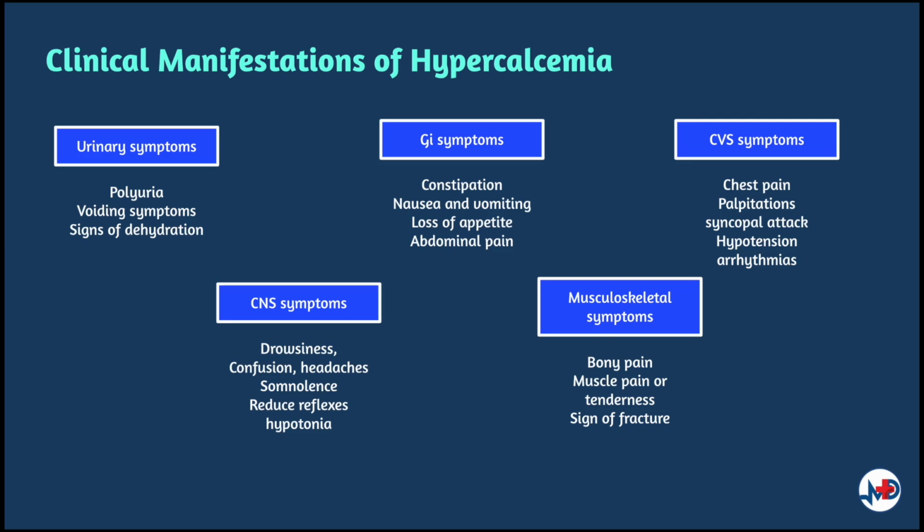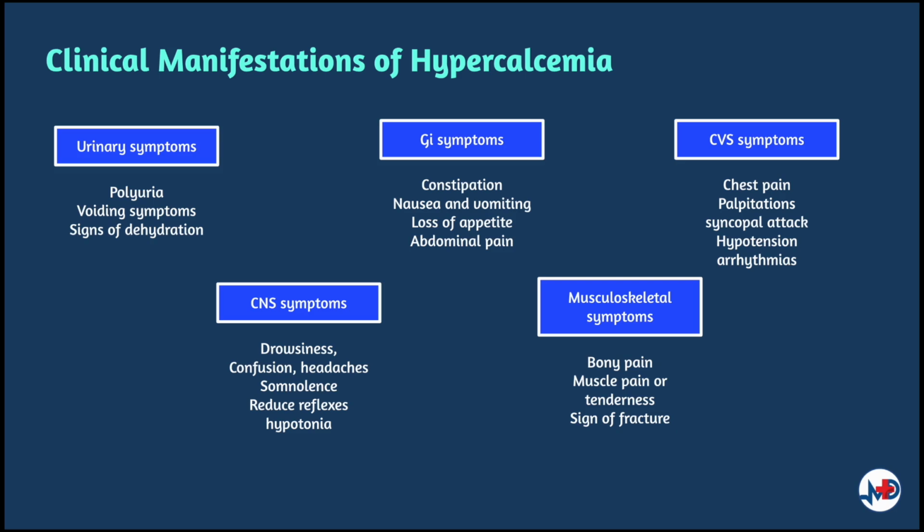On the contrary, some cases might be incidental findings through lab investigations. The mnemonic stones, bones, abdominal moans, and psychic groans describes the constellation of symptoms and signs of hypercalcemia. Clinical manifestations of hypercalcemia can be discussed according to systems involved. For example, the urinary symptoms would be changes in urinary output and voiding symptoms due to renal stones. Next, GI symptoms are constipation, nausea and vomiting, loss of appetite, and abdominal pain.